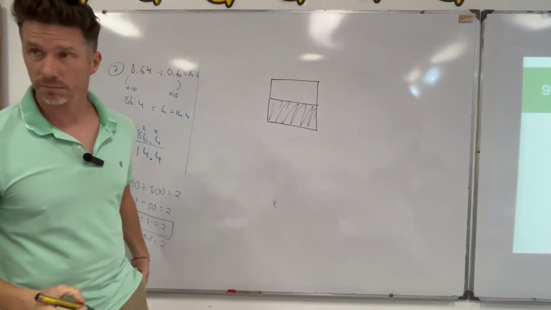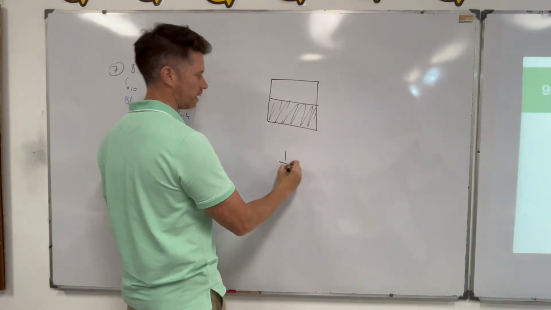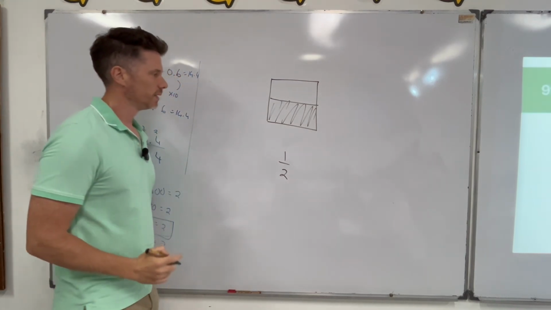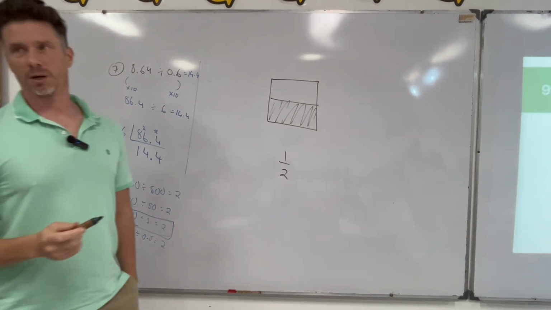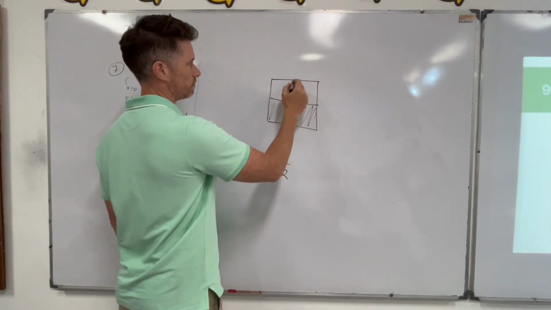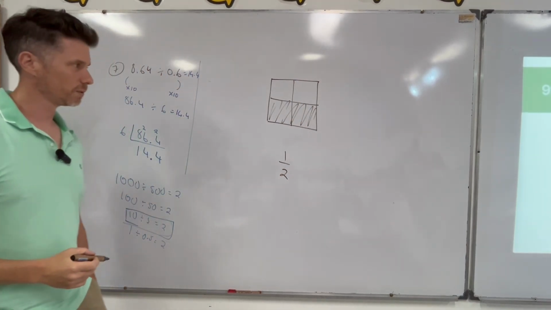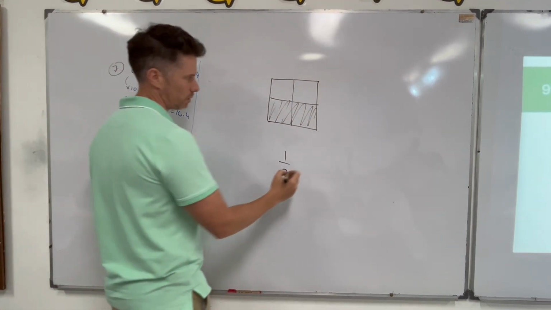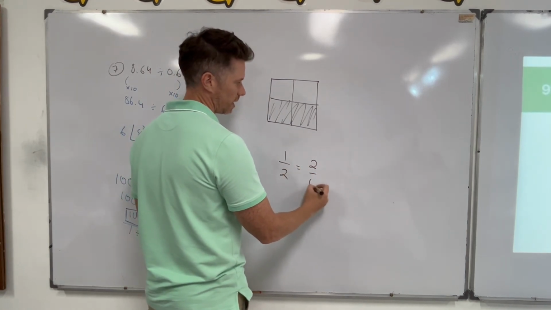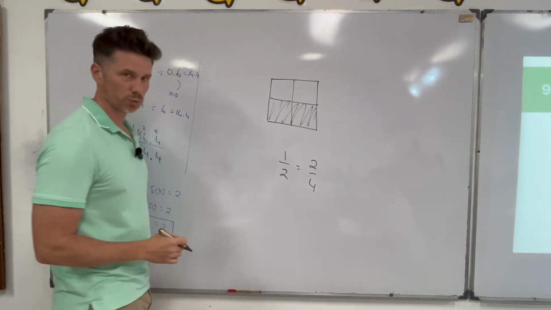Half the box. That is 1/2, isn't it, of a box? If I want to split the box up into different size bits, I have shaded how much of the box now? 2/4. That is the same. We can see it's the same bit shaded as 1/2.